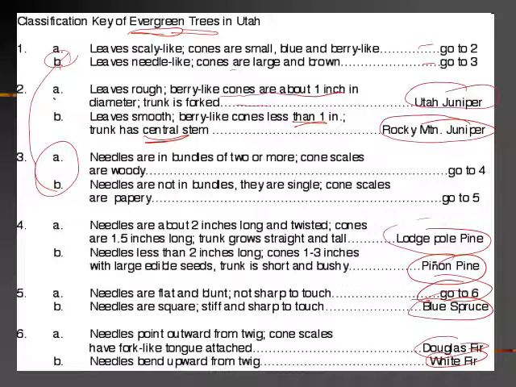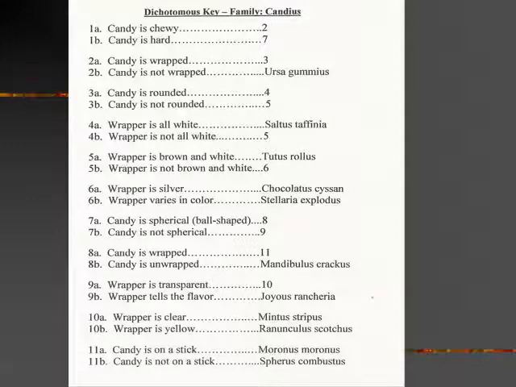That's what a dichotomous key does. So here's a dichotomous key that a middle schooler made up in terms of candy, and they were cute with the fact that they actually use scientific names to identify the candy. But you can see 1A, 1B: the candy is chewy or the candy is hard, and then it says to go to option 2 or go to option 7 right here.